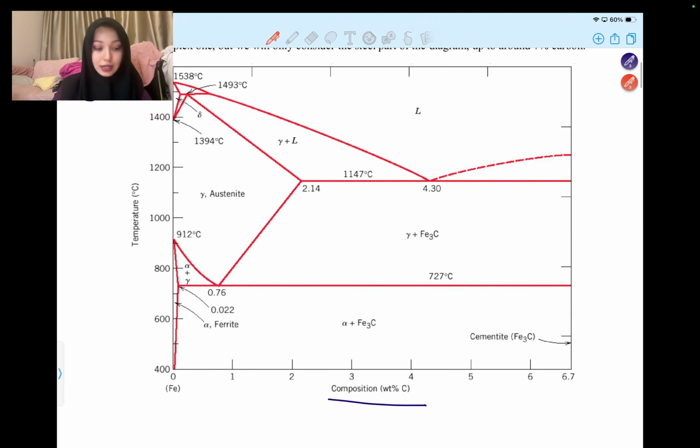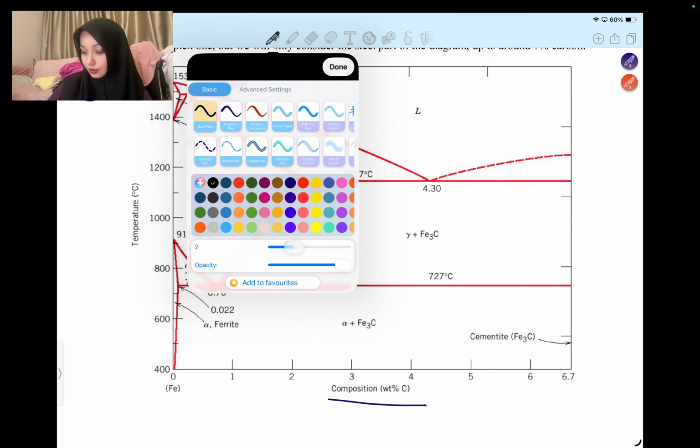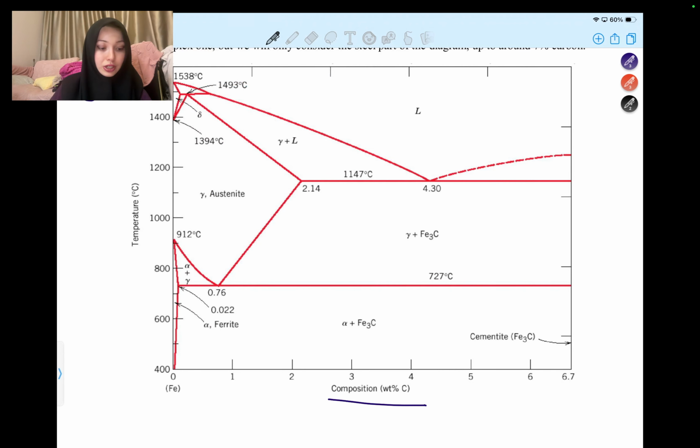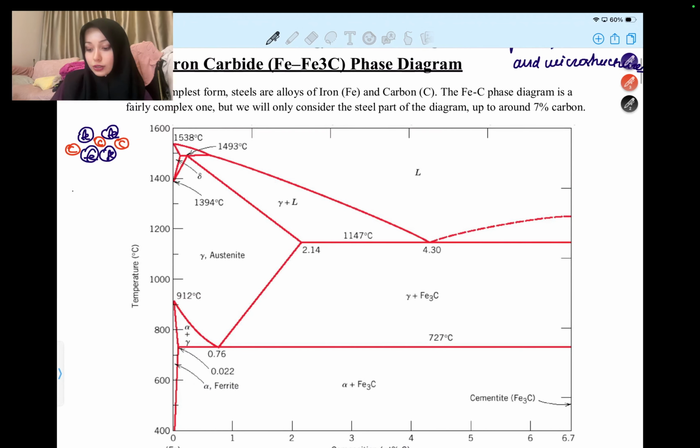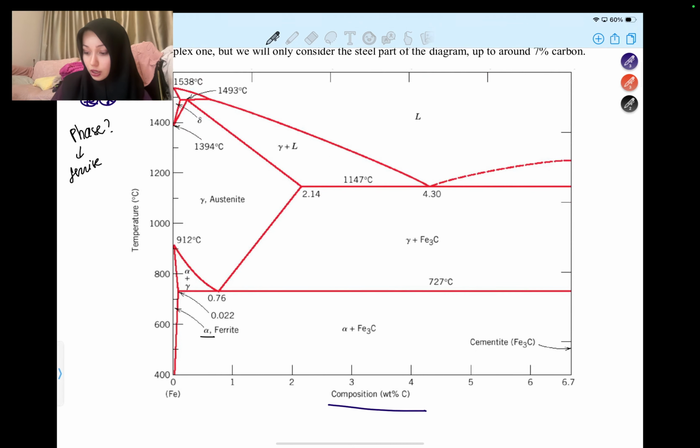Okay, now let's discuss phases and microstructures. So what does the word phase generally mean? A phase is a chemically or structurally uniform material. So a phase can be ferrite. For example, here we have ferrite, this is a phase, or austenite, or cementite. So ferrite, austenite, and cementite, these are phases.